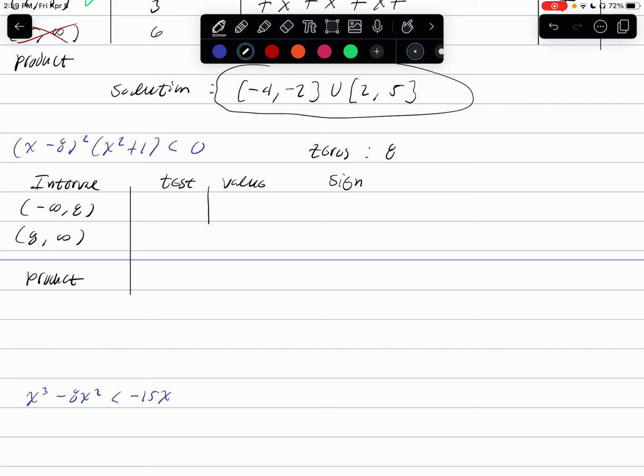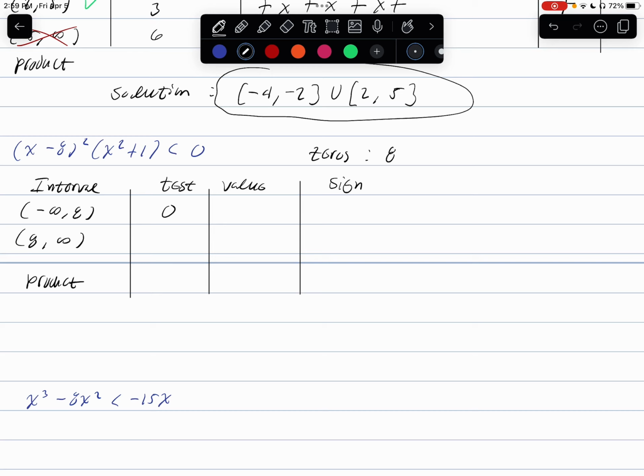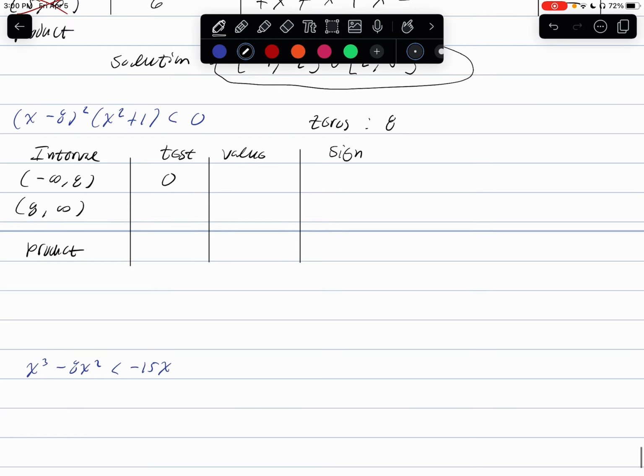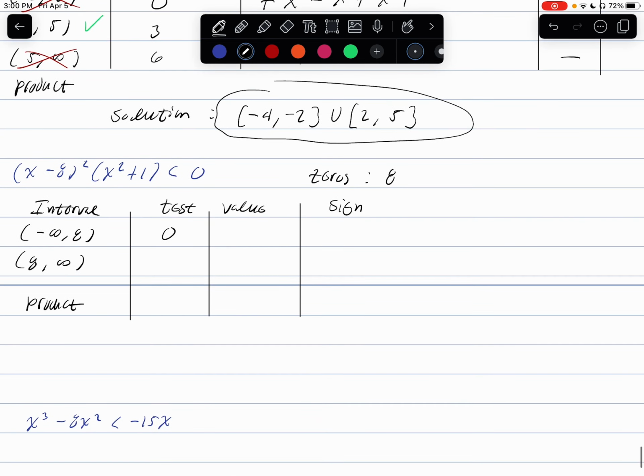Okay, if we plug in a test value, let's do 0, because we include 0 here. Plug in 0, we'll get 0 minus 8, which is -8 squared, and that's going to give us a positive number, because if you square a negative number, you get a positive number. And then we said everything for x squared plus 1 is positive, so we will have a positive times a positive, which means the sign is positive.